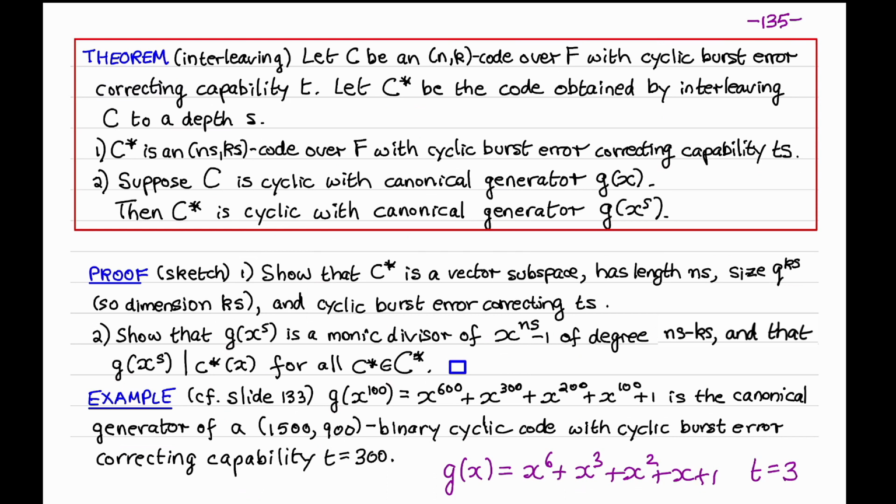Here's an example. Recall from slide 133 that this degree 6 polynomial g of x is the canonical generator for a (15,9) binary cyclic code with cyclic burst error correcting capability t equals 3. And so it follows from our interleaving theorem that g evaluated at x to the 100, which is this degree 600 polynomial, is a canonical generator for a binary cyclic code of length 1500, dimension 900, with cyclic burst error correcting capability t equals 300.